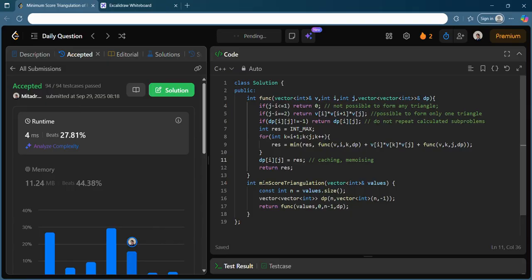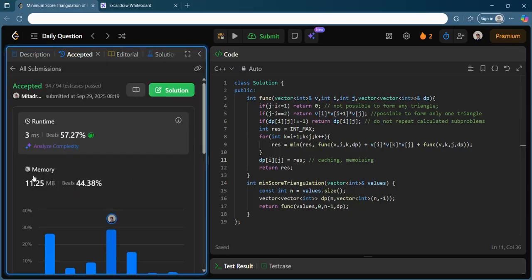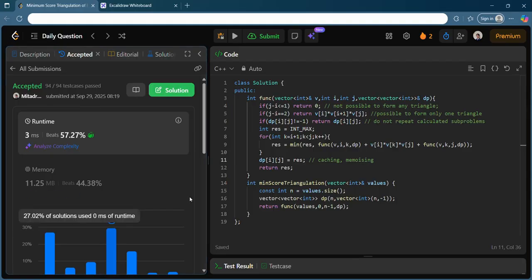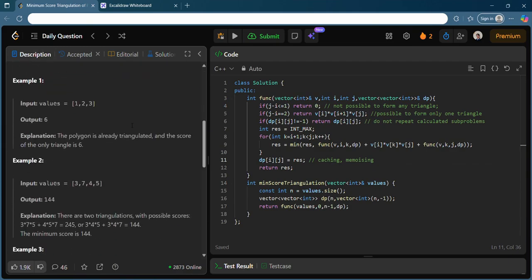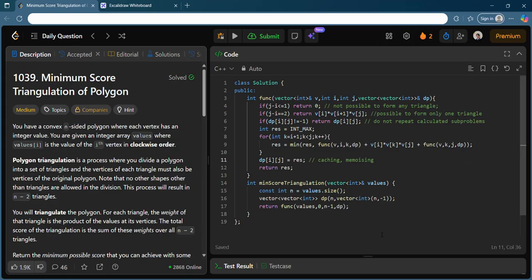So yeah, it is giving you only 27% beats, but when I was running it, it was giving me 80%. I don't know what is the issue, but it varies a lot. You see now it's 58, which is a decent runtime. So with the same code, I also got 80% runtime beats. So you can try to check for your own, but I hope you do get how to solve this problem clearly. And you can now also go for the iterative method.